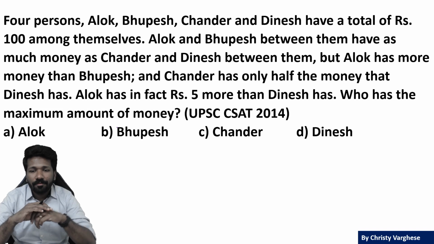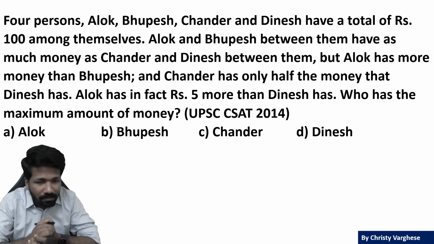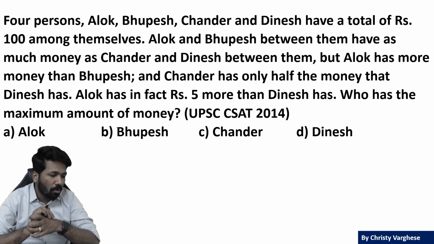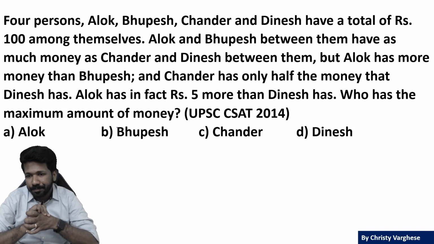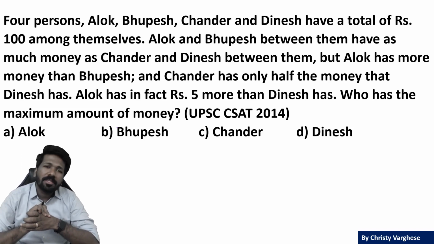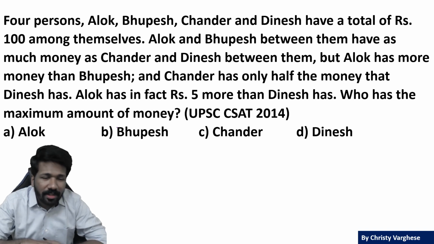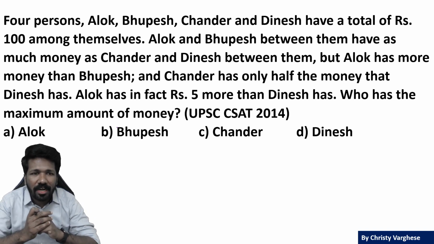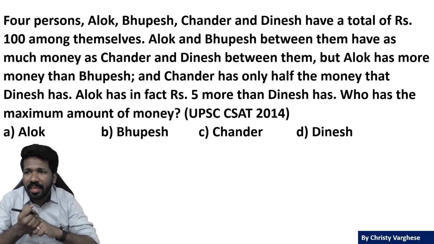One more question from UPSC CSAT 2014 we will discuss so that you will get more clarity on the rejection approach. 4 persons: Alok, Bhupesh, Chandar, Dinesh. Look at their names, they start with A, B, C, D. So I will just say A, B, C, D.